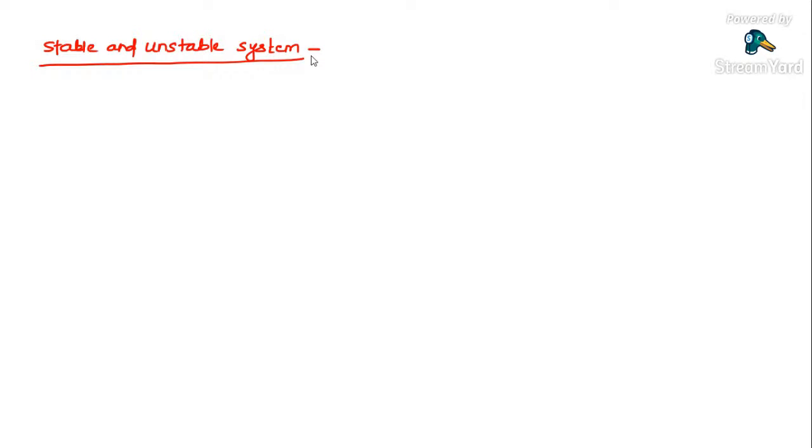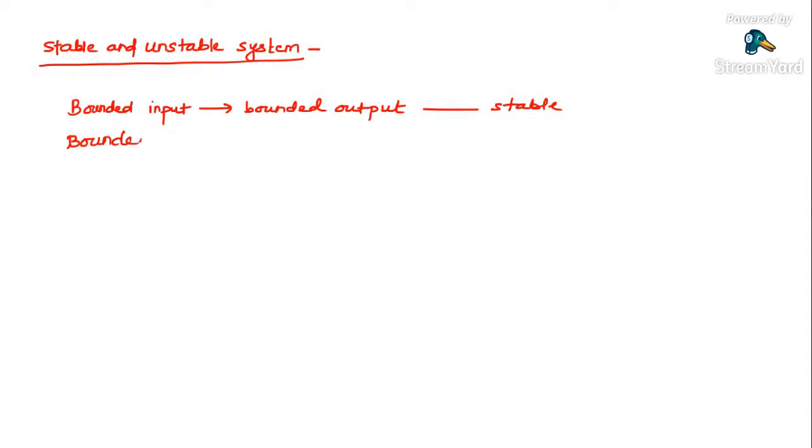The system will be called stable if for a bounded input we are getting a bounded output. That is called a stable system. And if we are providing a bounded input and we are not getting a bounded, meaning an unbounded output, that is called an unstable system.